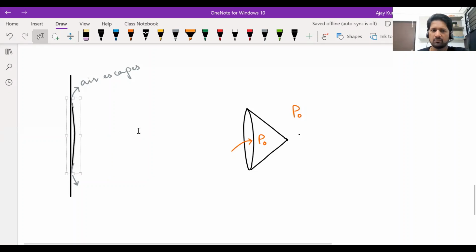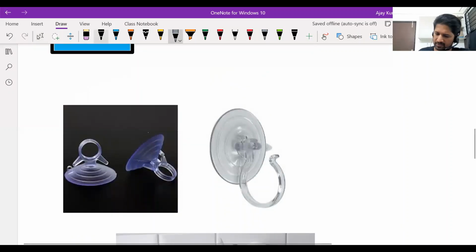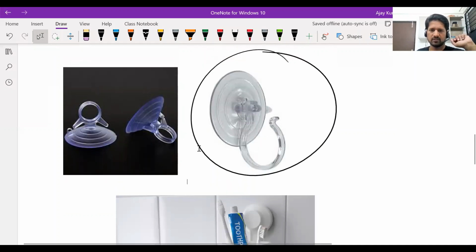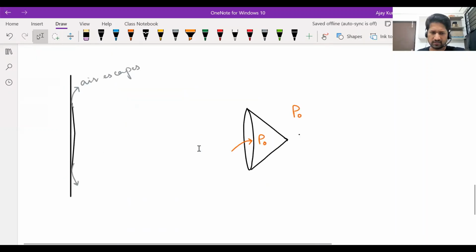So the situation becomes like this. It will become almost flat. You can see that in this picture. When it is pressed against the wall completely, it becomes almost flat. So there is almost no air now between the rubber and the tile. Let's assume it is being pressed against a tile. There's almost no air between the rubber, silicone, whatever it is, and the tile.